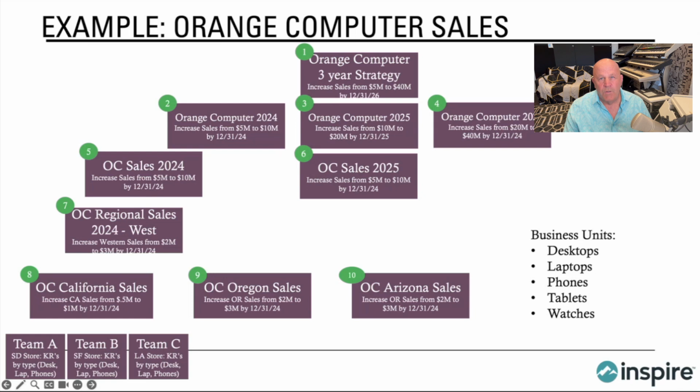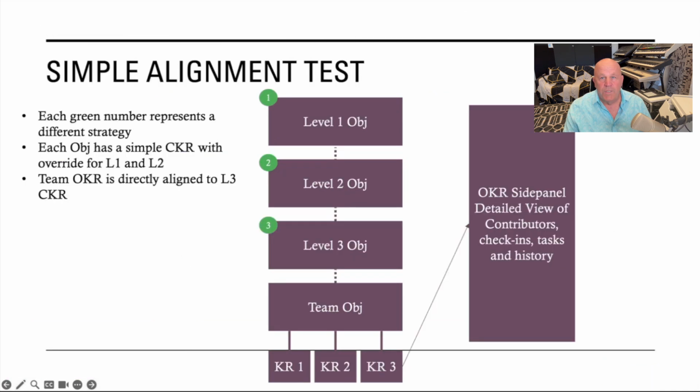And then I also am showing business units. So if I wanted to filter on looking at types of devices being sold, really easy to do that. So what I'm going to show you in the demo here is just a simple alignment test where we actually are showing 3 or 4 different strategies with one objective in each, just to show you what it looks like to link between them. And then when you do navigate through the hierarchy, be able to get down to that lowest level key result and show the details such as progress, tasks, history, and so on.